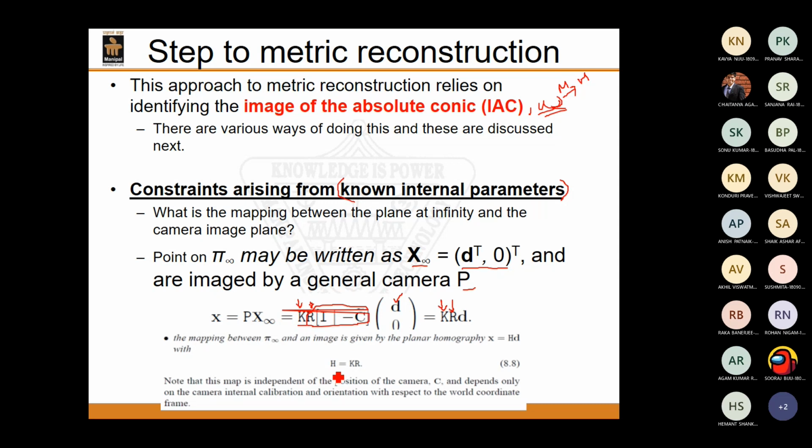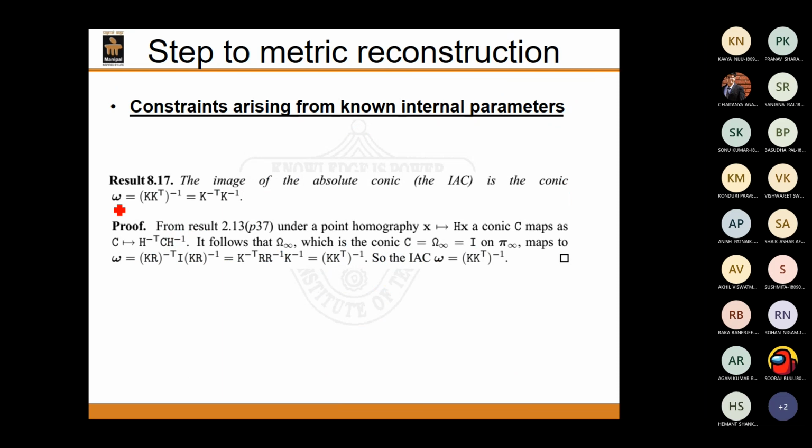the transformation matrix that you have, H, is given by K into R. Or I can write it this way: the image of the absolute conic omega can be written as (K transpose)'s whole inverse. That means once I find out H, the transformation matrix from the previous slide, I can just use that in the equation which relates H and omega, and from there I can obtain omega equal to (K transpose)'s whole inverse.